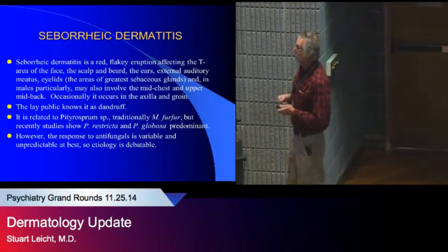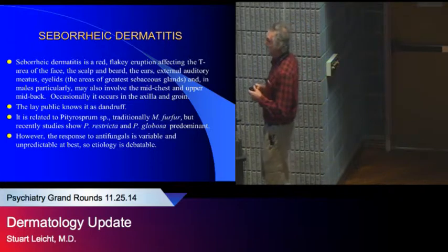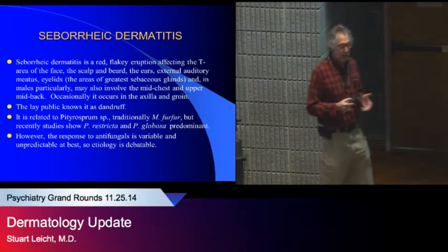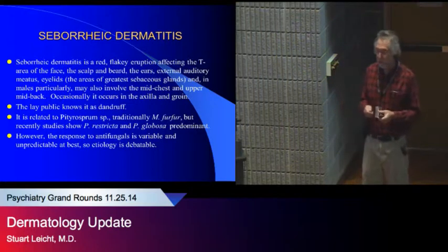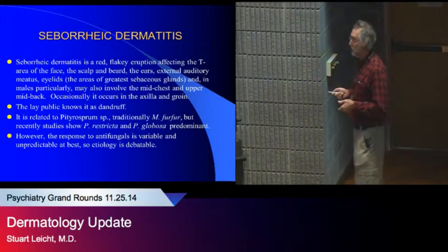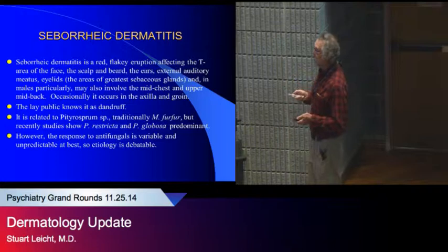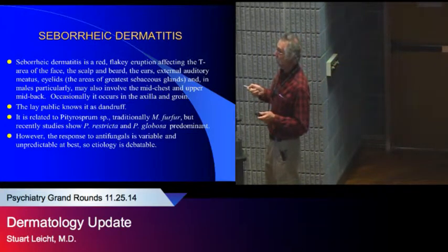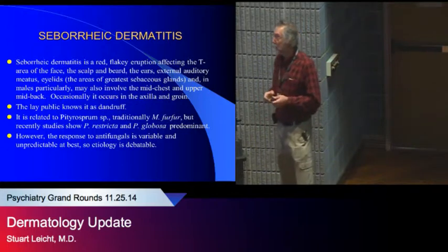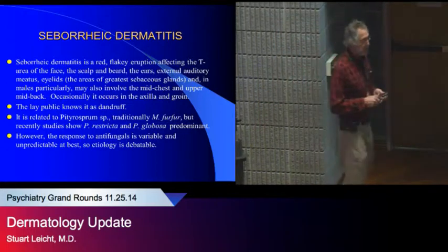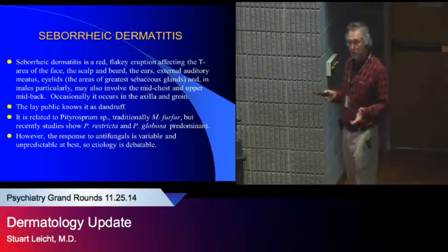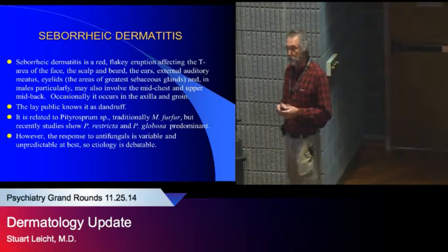It's probably related to Pityrosporum species, and traditionally we talk about Malassezia furfur. But as we've done PCR studies, we've learned that that really has less to do with all of these things. Most recent studies show that it should really be Malassezia restricta or Malassezia globosa, which were separate subspecies. Even Tinea versicolor, that you learned was Malassezia furfur, in fact, isn't in the majority of studies.